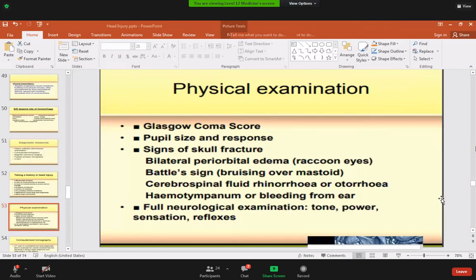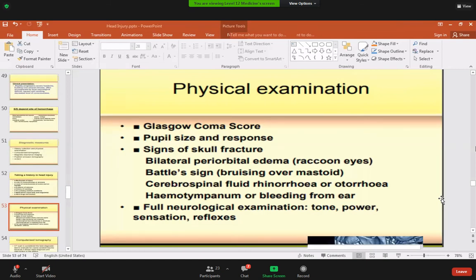Can anyone explain the GCS or the Glasgow Coma Score? What is the Glasgow Coma Score? For consciousness. How do you assess this, and what are the things that we check in the Glasgow Coma Score? In GCS, we take three things into account: the eye movement, the verbal response of the patient, and the motor response of the patient to our commands.